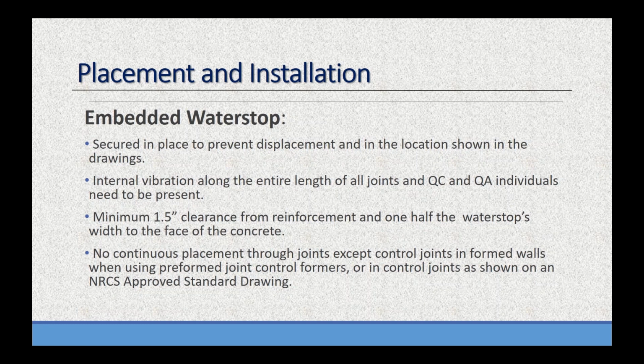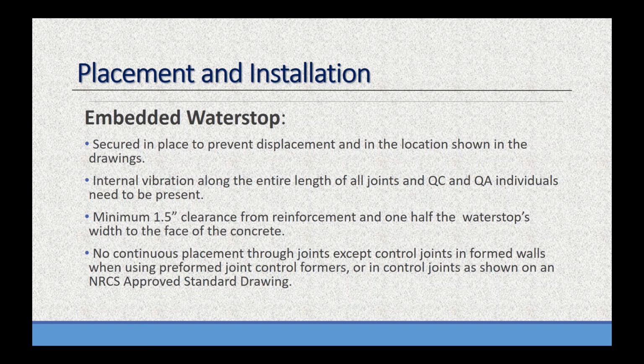In other words, when you're pouring that concrete and you're vibrating, there are 2 sets of eyeballs on it. Like I said before, that quality control and that quality assurance person should be doing nothing but watching and making corrections should any need to be made. Embedded water stop needs to be 1.5 inches clearance from the reinforcement and 1/2 the water stop width from the face of the concrete. No different than in past years.